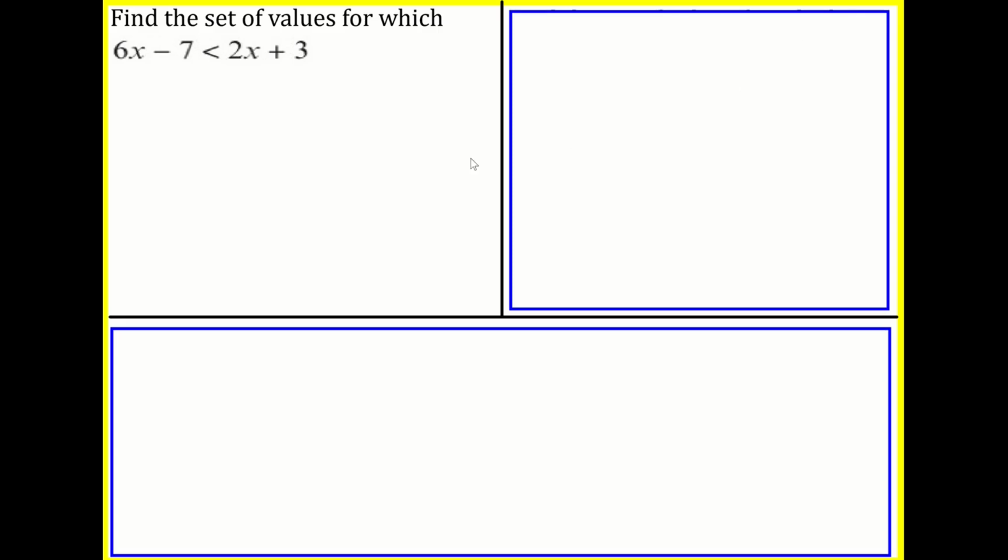Hi, to start today, I'd like to try to solve this inequality, so find the set of values for which this is true. Hopefully pause the video and try that out. So this can be solved just like an equation.